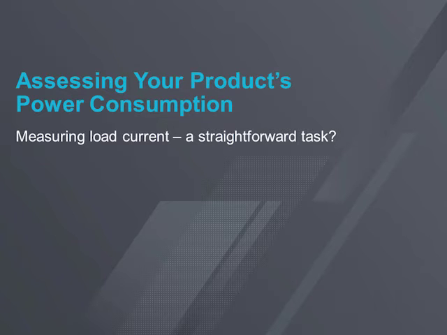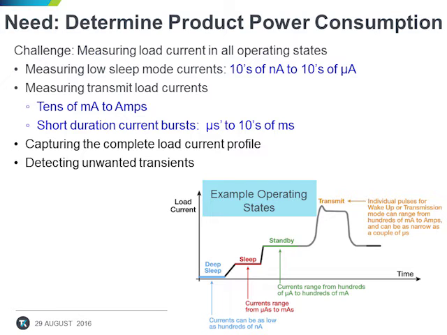Now that you have selected your components and built your prototype, you need to determine its power consumption. There are challenges to accomplishing that task. You need to measure the load current in all your product's operating states, illustrated in the simplified plot shown on the lower right. That entails measuring the low sleep mode current and the active mode currents.